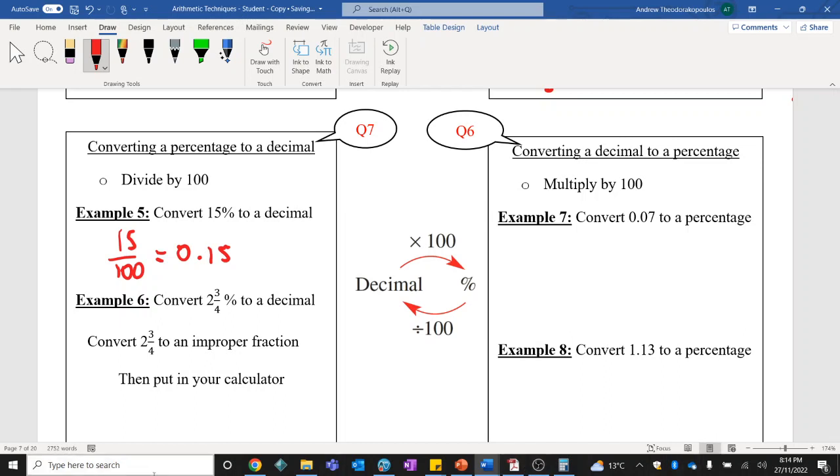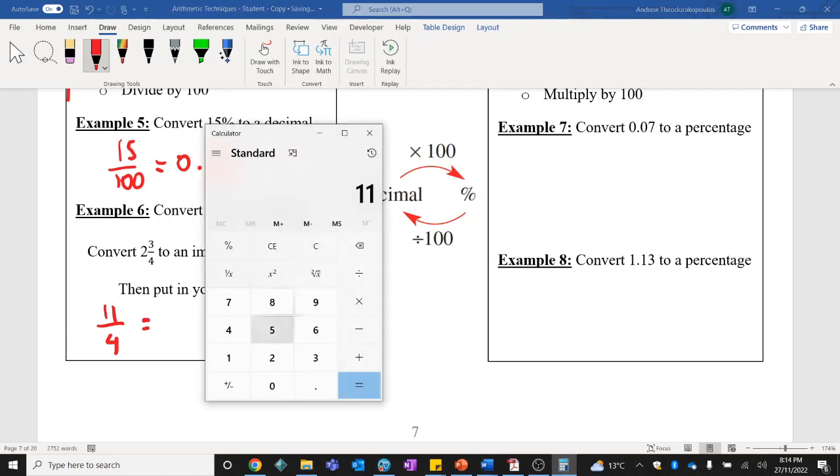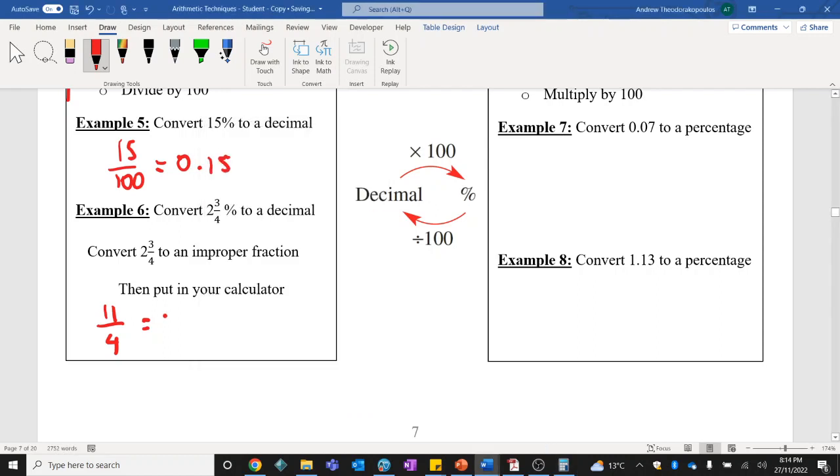Same thing with the improper fraction here. Let's turn this into an improper fraction. 2 times 4 is 8, plus 3 is 11 over 4. That looks like a 7. Let's make that an 11. And then we put that in our calculator. And we get 2.75.